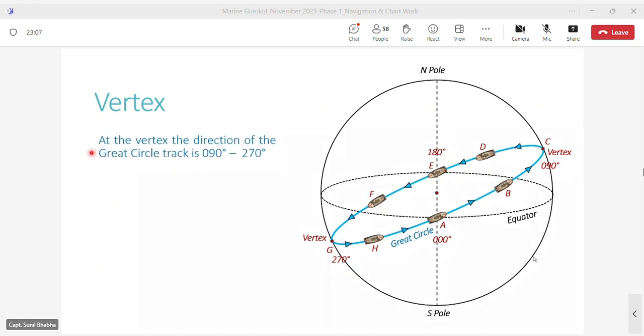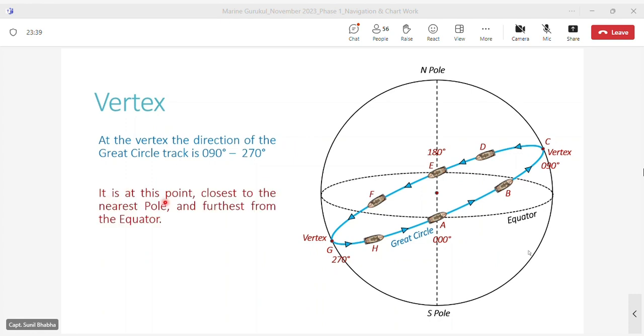Now one very important property of the vertex is that at the vertex the direction of the great circle track is 090 and 270, or the direction of the great circle track at the vertex is exactly east-west. The great circle track is running in the easterly-westerly direction at the vertex.